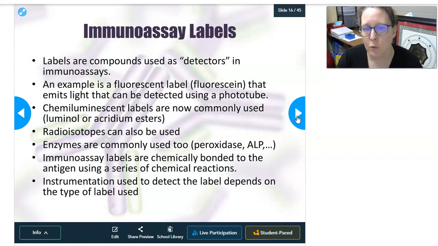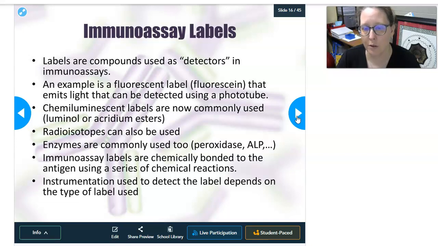An example would be a fluorescent label like fluorescein, which will emit a light that can be detected using a phototube. There are also chemiluminescent labels. They're now very commonly used, like luminol or acridinium esters, and these labels interact with a chemical. There'd be a chemical reaction that would generate light. Radioisotopes can also be used. That is radioactive, so they would emit a radiation type of signal that can be picked up.